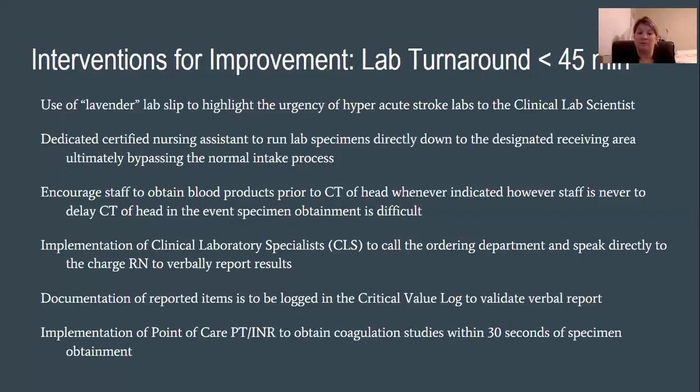Encouraging staff to obtain blood products prior to CT whenever indicated, as long as the lab results will not delay getting the CT, because that shouldn't happen. We need to know if the patient's having a bleed or not. Implementation of the laboratory technician to call the ordering department to speak directly to the charge RN to verbally give the results of the platelet.